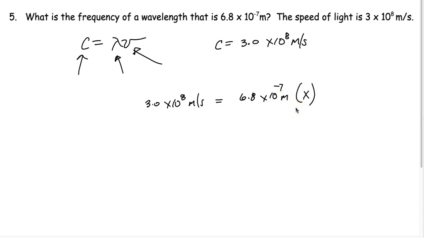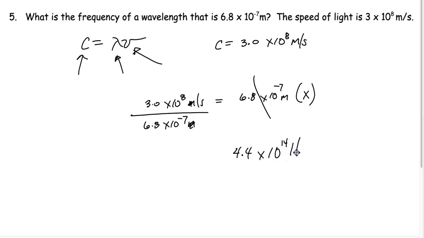That is my x. How do I solve for x? I'm going to divide by 6.8 times 10 to the negative 7th meters. Meters go away. I'm left with per second, which is hertz. I grab my calculator. I enter 3 EE8 divided by 6.8 EE negative 7. And I hit enter. And this is the answer it gives me, 4.4 times 10 to the 14th per second, or hertz. That is the unit.